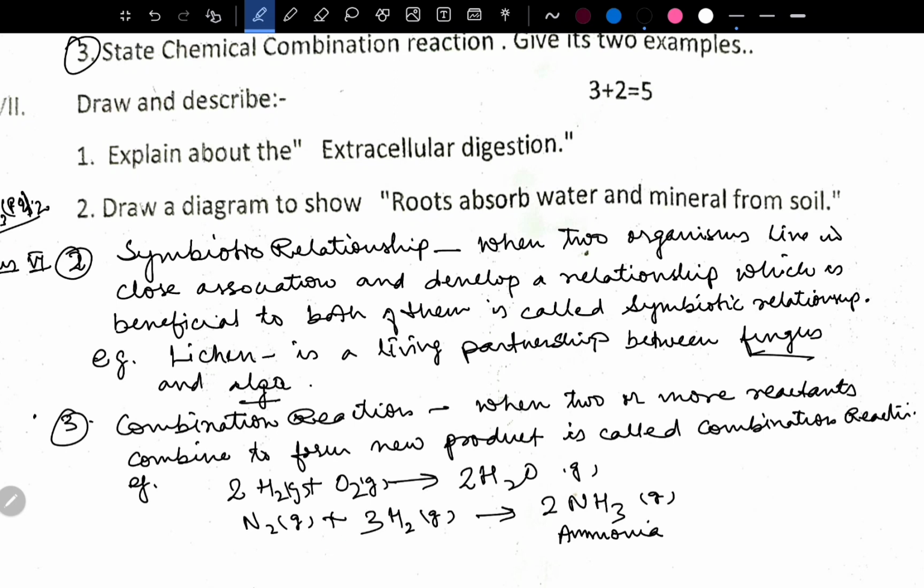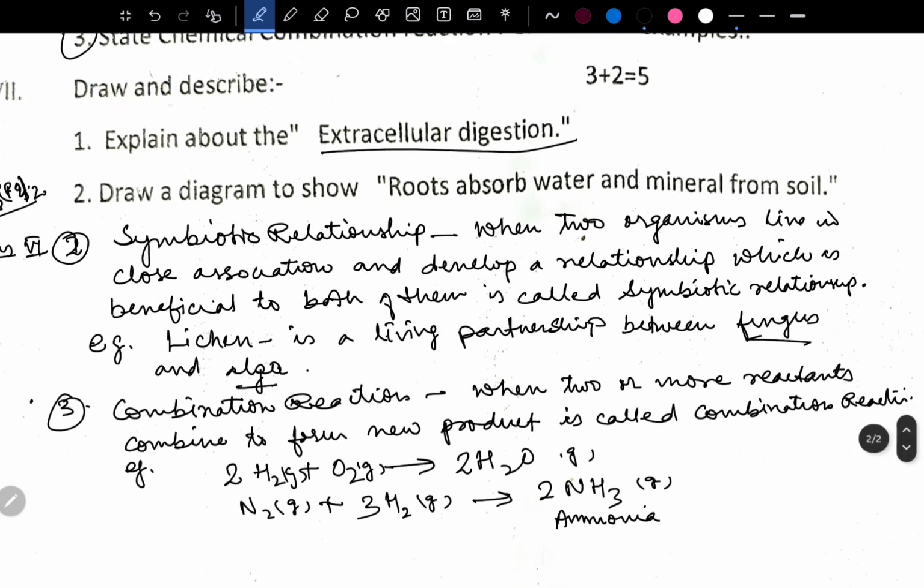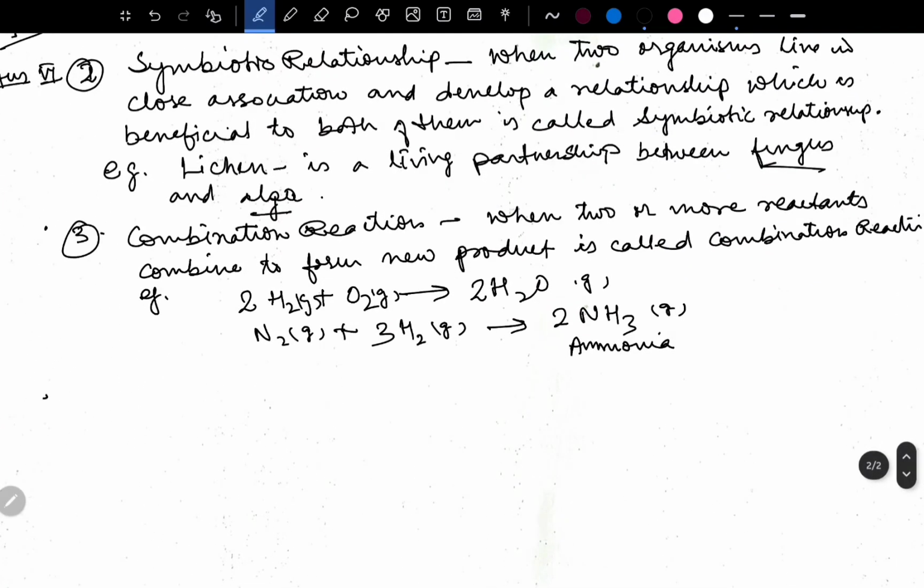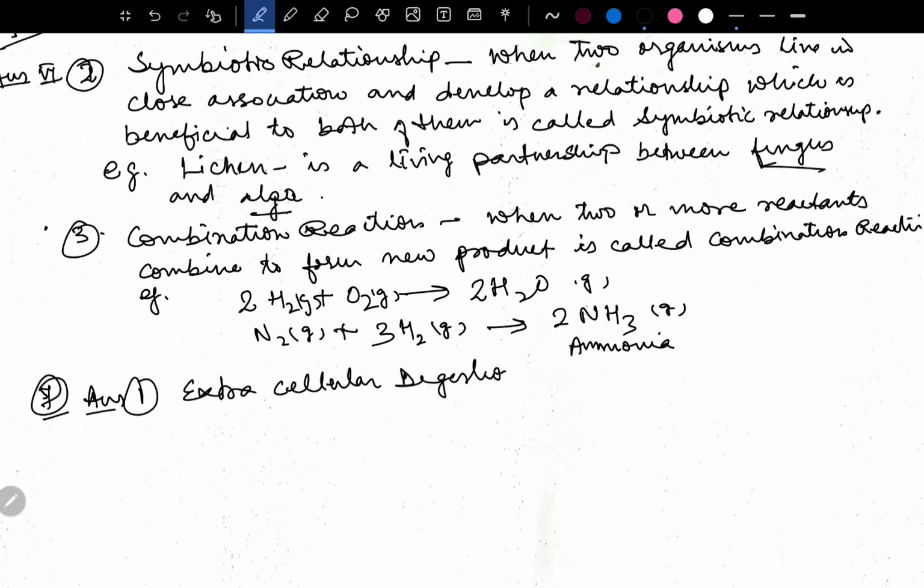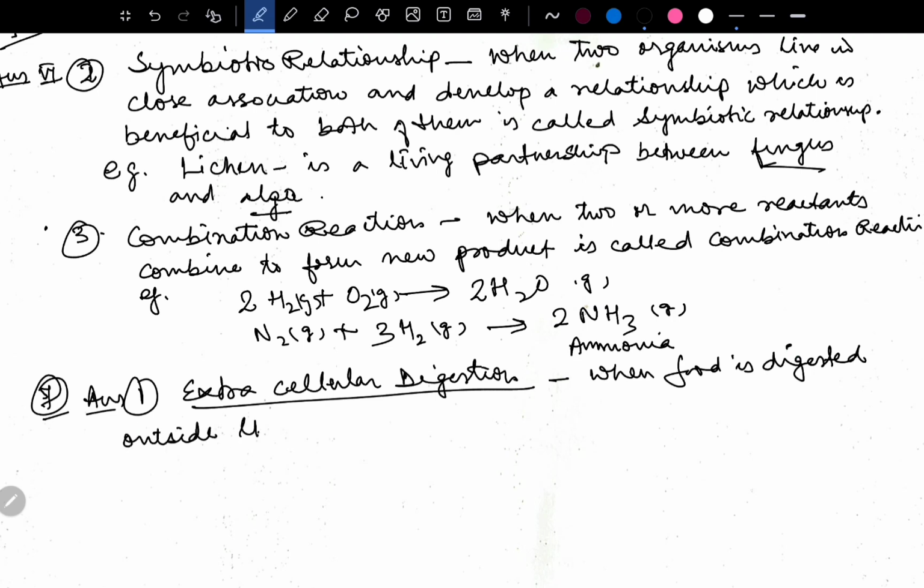And now answer extracellular digestion. Now let's do extracellular digestion. So answer 7, right? First, extracellular digestion. What does it mean? When digestion is taking place outside the body. So when food is digested outside the cells or body of the organism, it is called extracellular digestion.